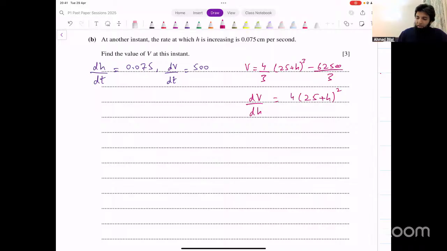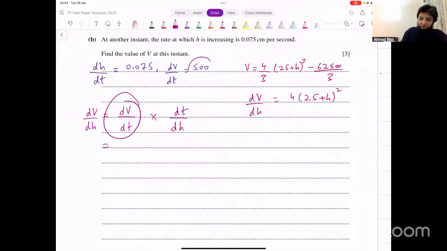Now, using these two rates of change, let's find the value for dv over dh at this particular instant. We can do that, right? We can make a chain like this. The numerator of the first fraction is dv. The denominator of the second fraction is dh. And here we've got the third variable. What's the third variable in this case? That's dh. Sorry, dh is already there. It's dt. So this becomes dv over dt, that's 500, into dt over dh, which is the reciprocal of this, 1 over 0.075, and that will give you some value here.